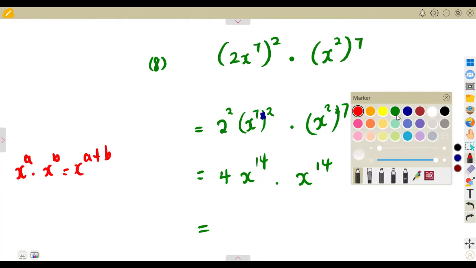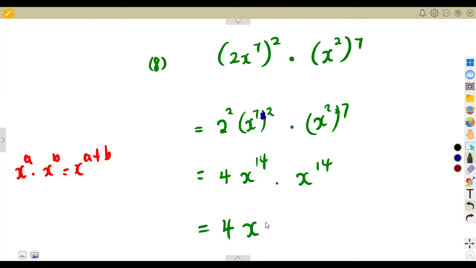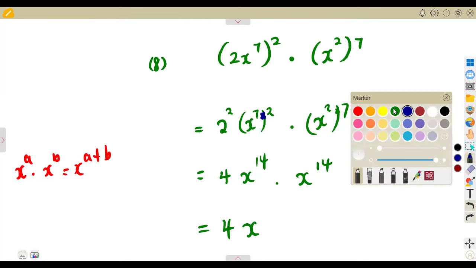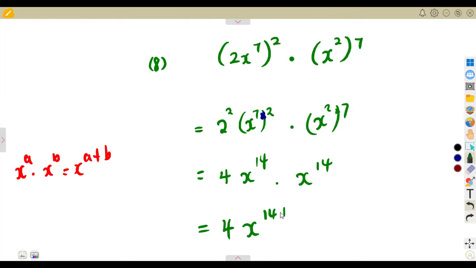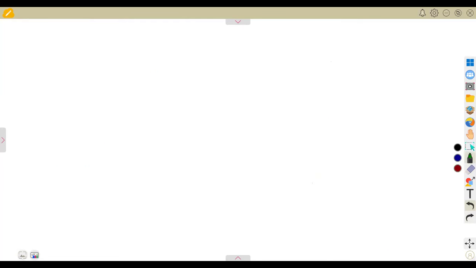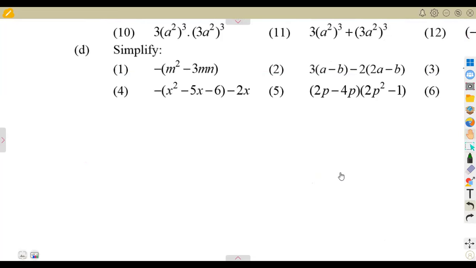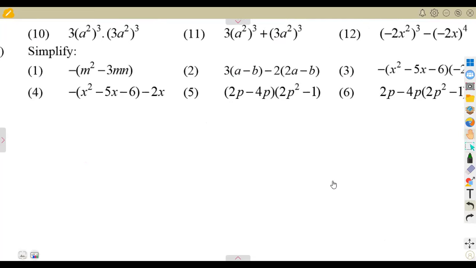So what does it mean? It means that we are going to have 4x to the exponent of, we add the exponents. That's 14 plus 14. So this will be 4x to the exponent 14 plus 14, that's going to give you 28. So that's it. That's the simplification. How is it given? So I want you to try as many questions.